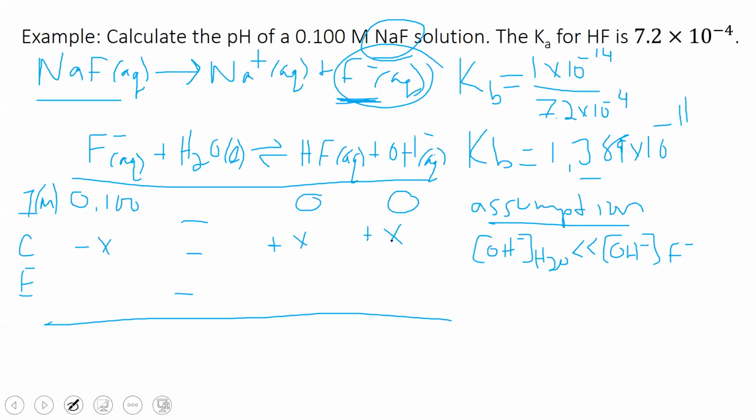And so here you wind up with 0.100 minus X at equilibrium for the concentration of the fluoride, and you wind up with X for the concentration of both the HF and the hydroxide. And of course, the other assumption that we're going to make is the 5% rule, and hope that that works out. And of course, with the 5% rule, we can say this goes away, right? That's our 5% rule.